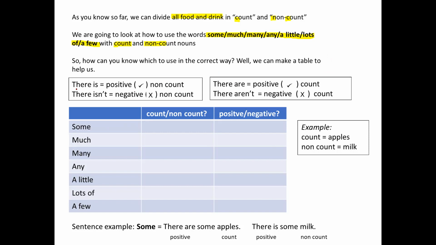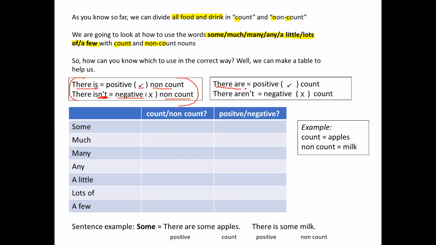When we use there is, this is a positive sentence and it's non-count. When we use there isn't, we can see not. Not we know is negative and it's non-count. So when we use there is and there isn't, they are both non-count. Is positive and isn't is negative. Isn't, you know, it's negative as we have the word not.